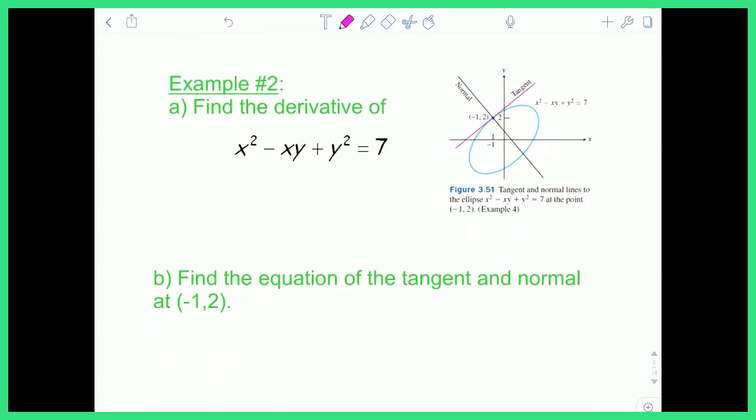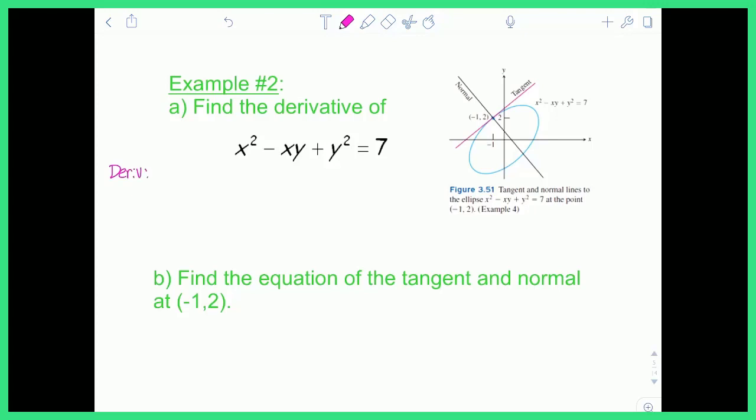Let's try another example. To the right, you'll notice an ellipse. The ellipse formula provided in example 2 asks for the derivative of that ellipse. In order to solve this problem, you need to take the derivative of the entire equation with respect to x. So let's go ahead and try that.